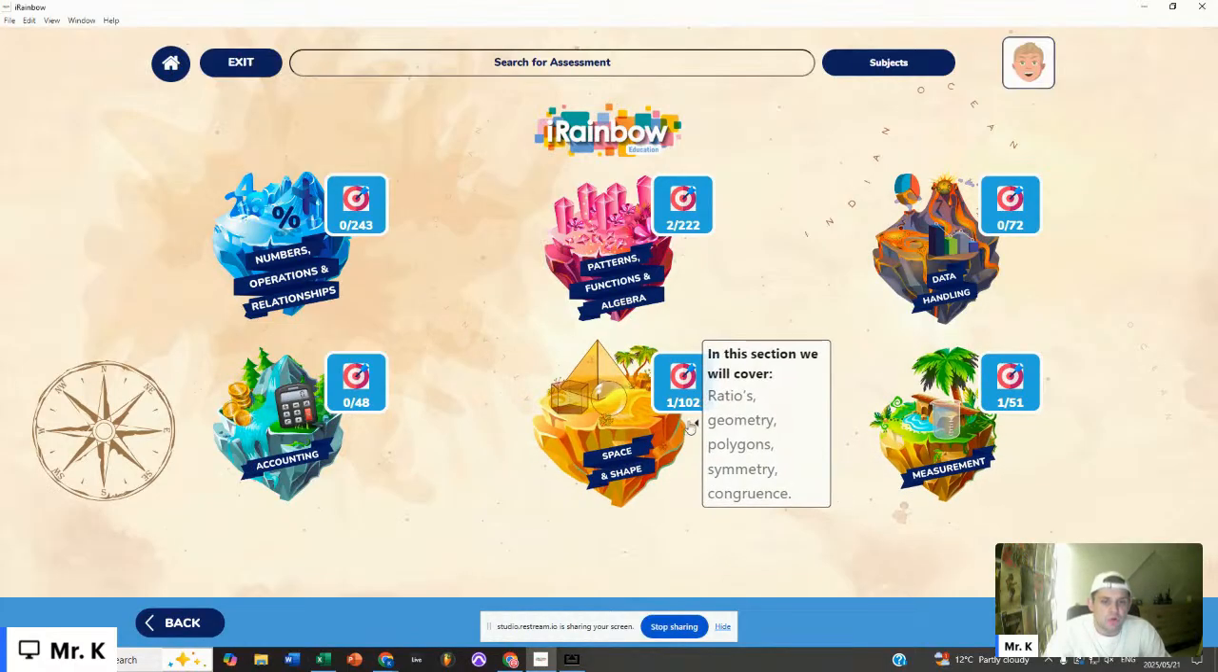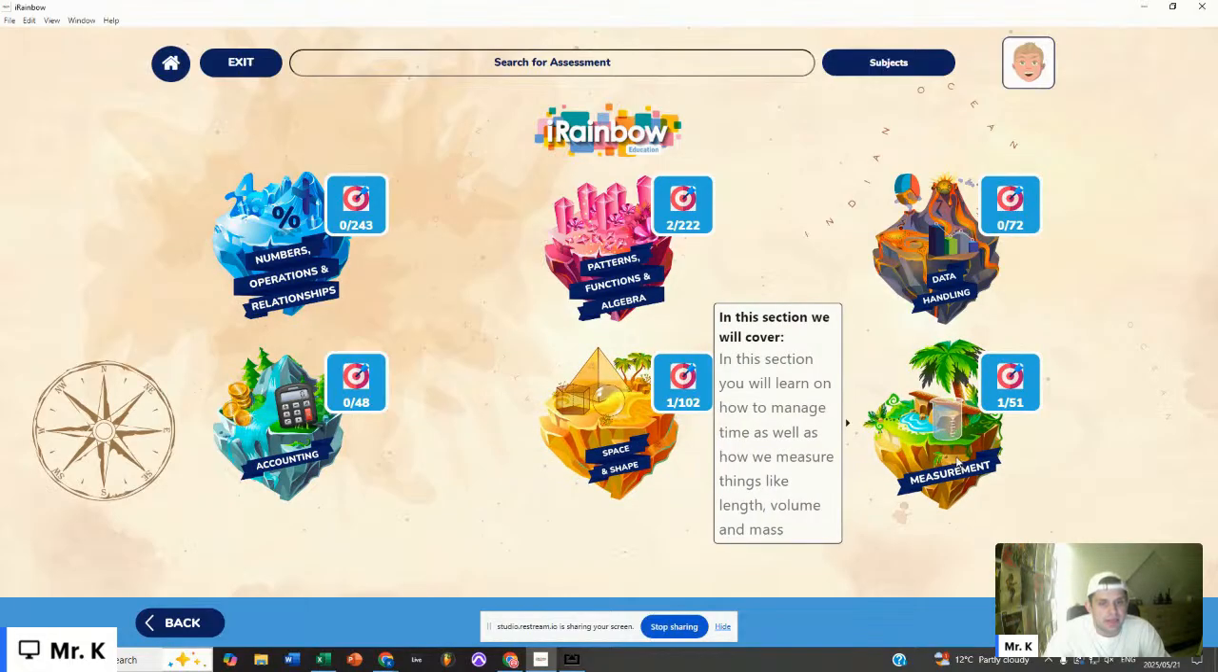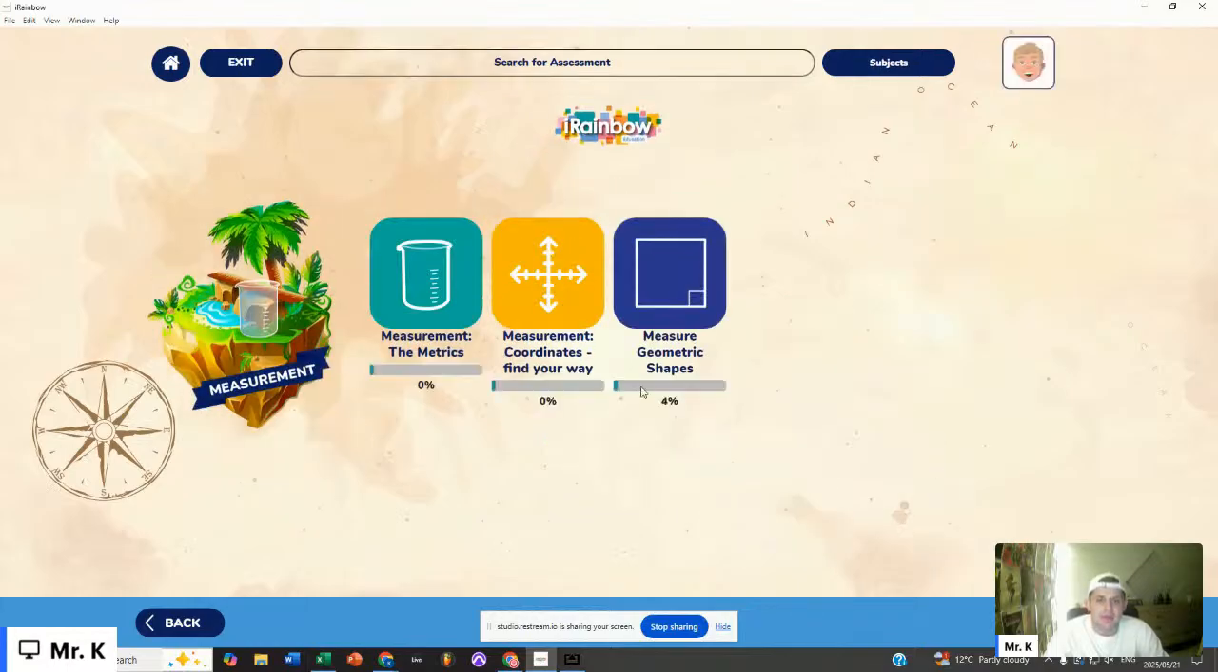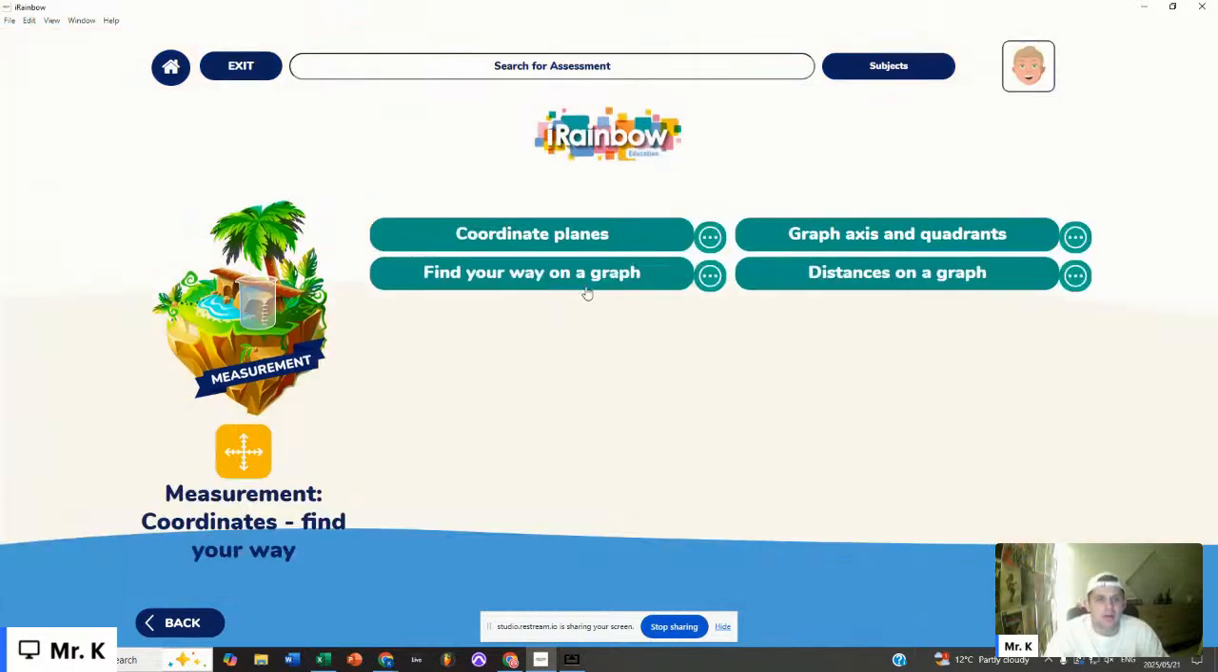I'm going to move down here to the island of measurement and click on that. Then the second topic that pops up is called measurement coordinates. So we want to click on this, and you can see this looks like our coordinate plane too. So we're going to click on the yellow icon, and then there are 4 different quizzes that we can try.